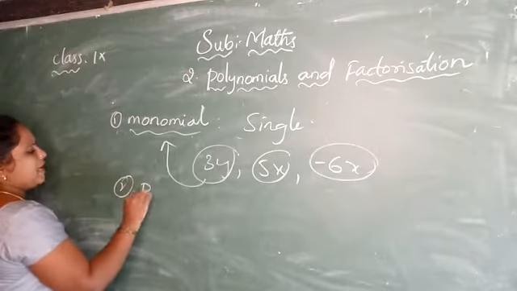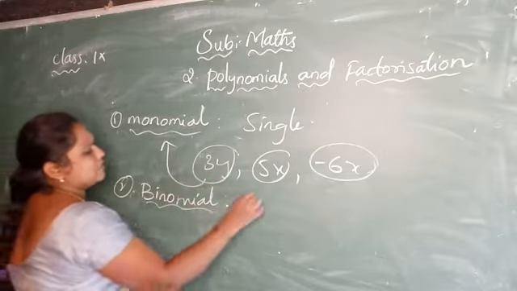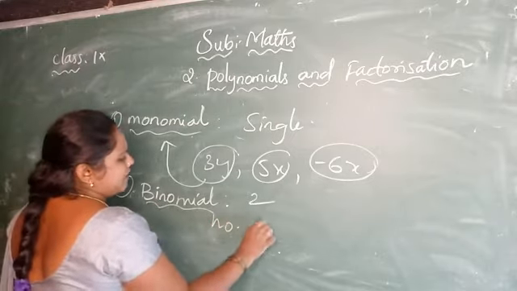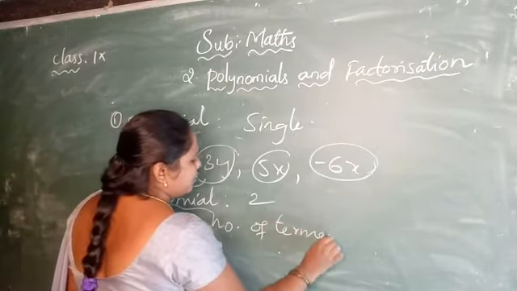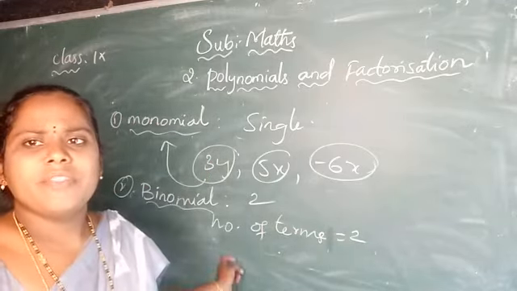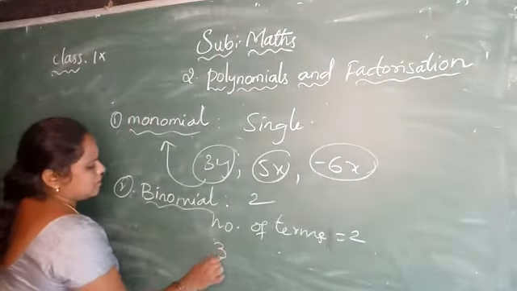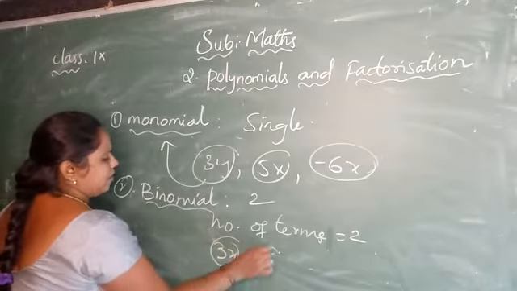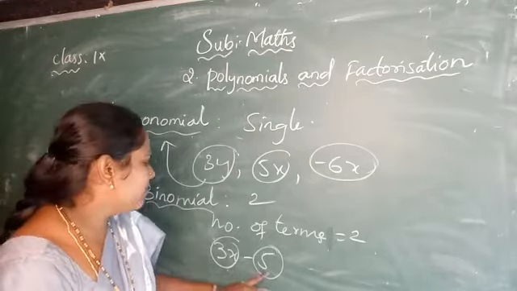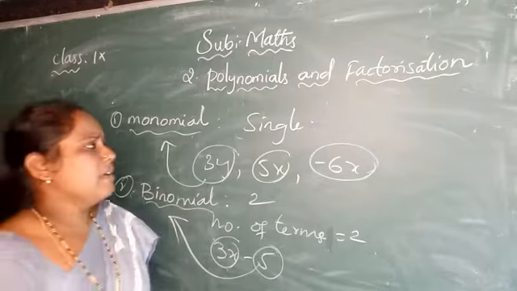Second one, binomial. Bi means 2. That means the number of terms should be 2. If an equation involves 2 terms, we call it a binomial. Suppose 3x minus 5. 3x is one term, 5 is one term. So in this equation we have a total of 2 terms, and we treat it as a binomial.